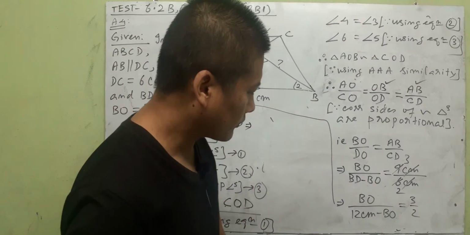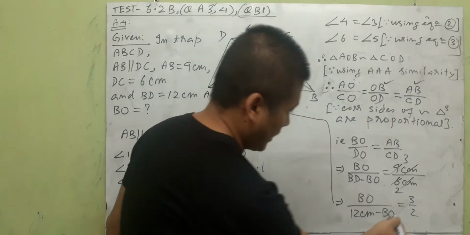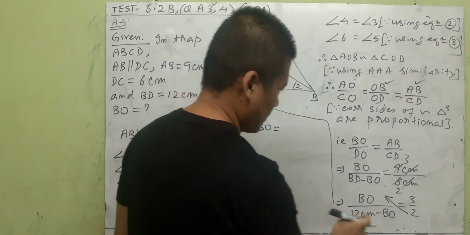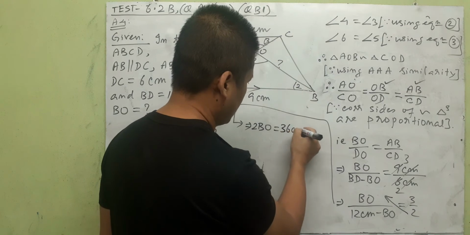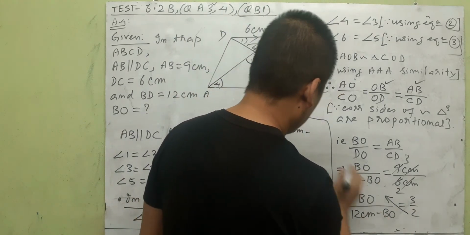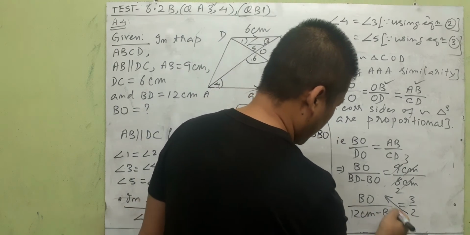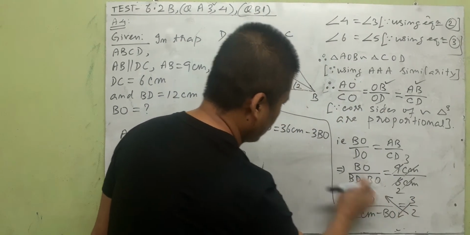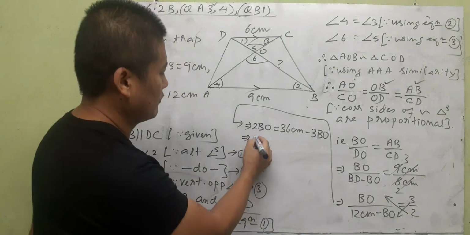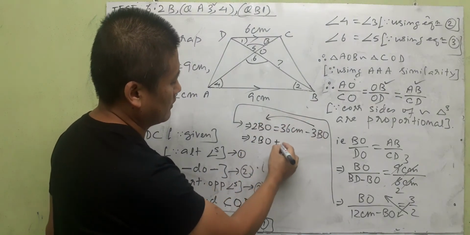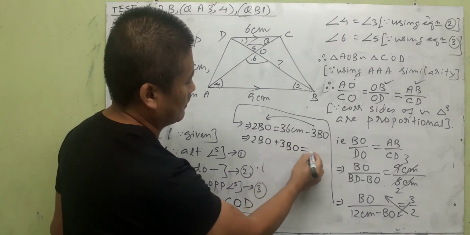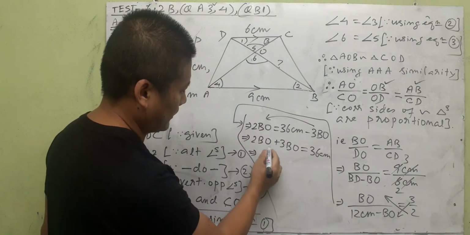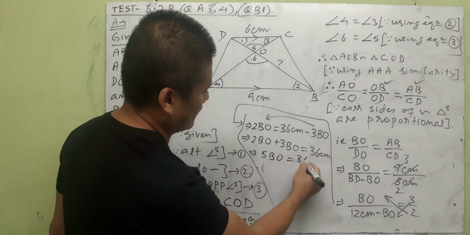That implies, now you see, we can just cross multiply this down and up, or up and down, 2 into BO. 2 BO is equal to 3 into 12, 36 centimeter minus 3 into BO, 3 BO. So 3 into 12, 36, 3 into BO, BO. Then we bring the BOs in one side. So 2 BO, bring this one this side, then plus 3 BO is equal to 36, is not shifted, same side, centimeter. So that gives you here 2 plus 3, 5 BO is equal to 36 centimeter.